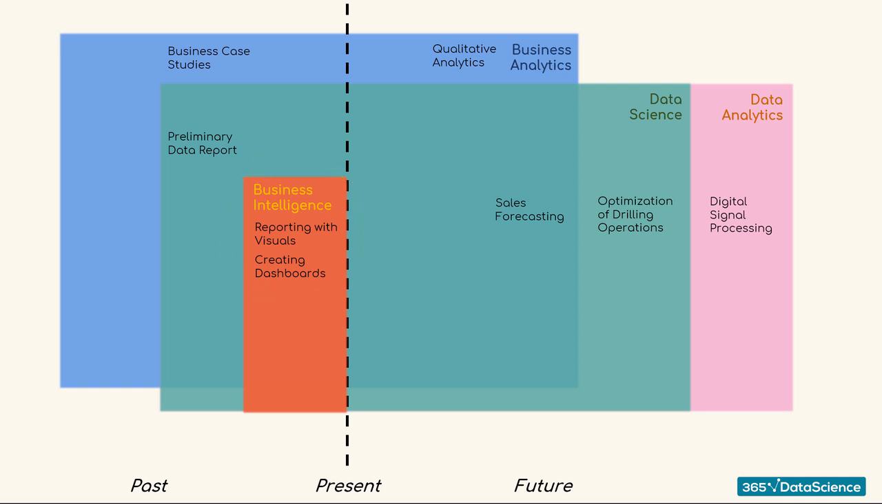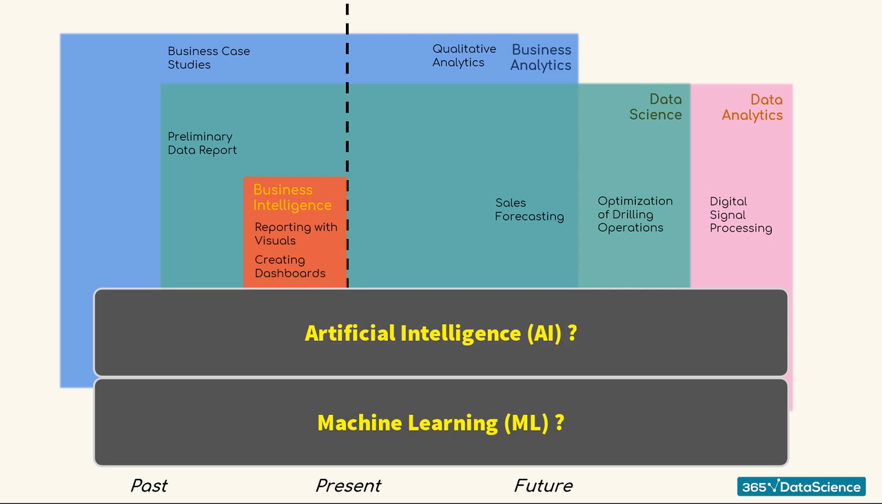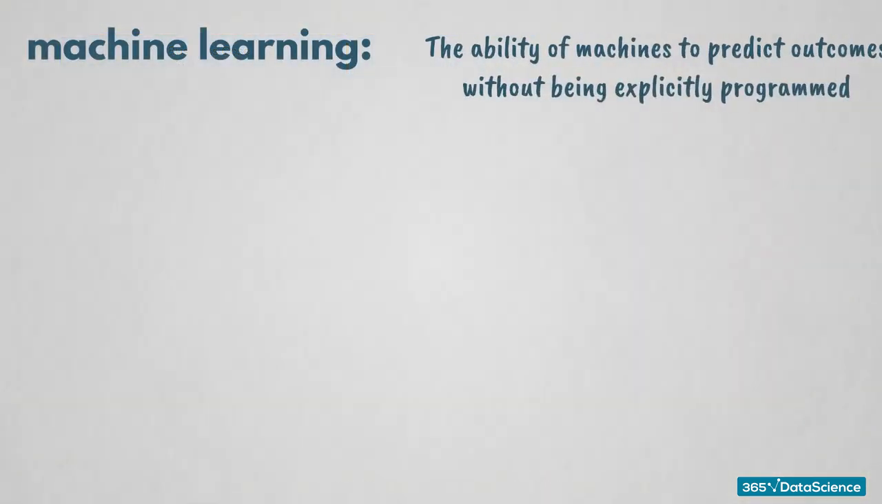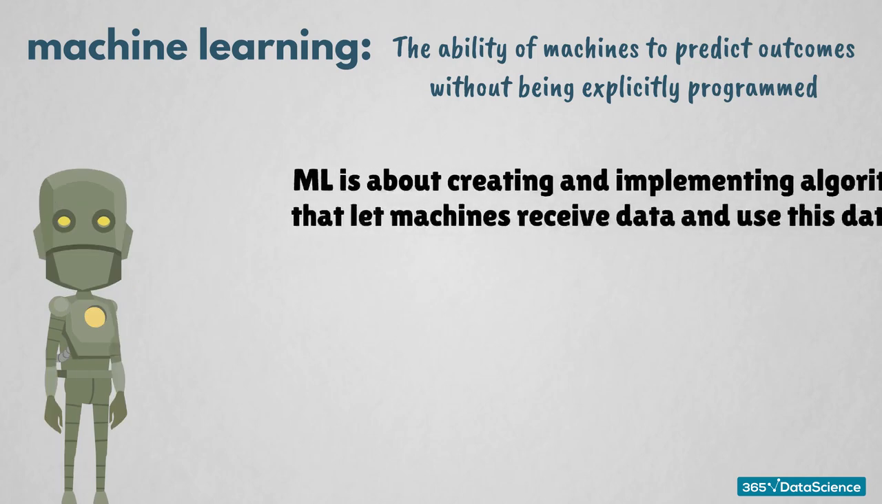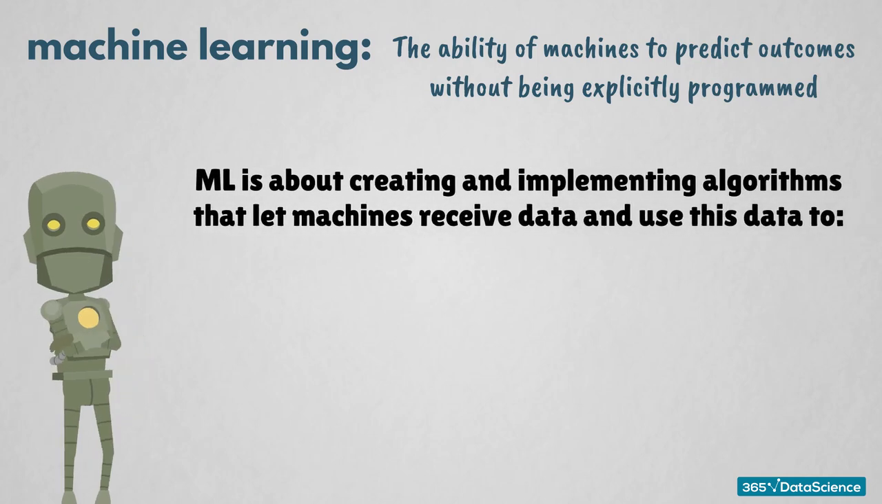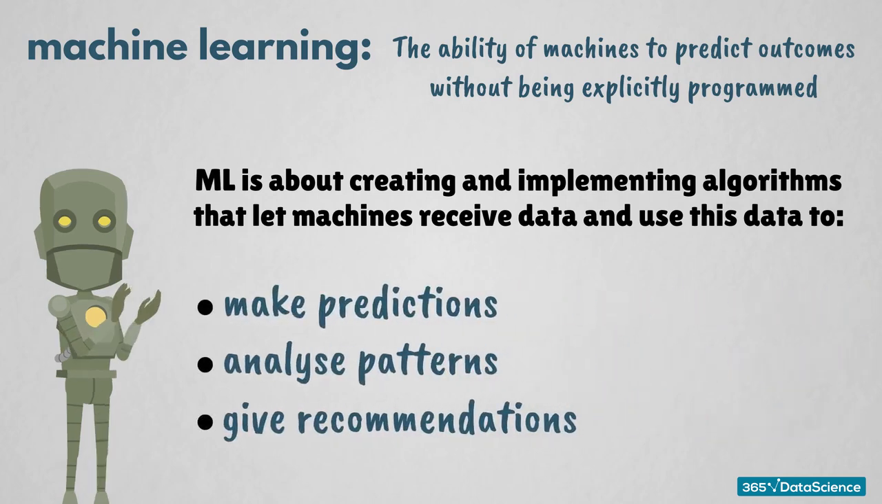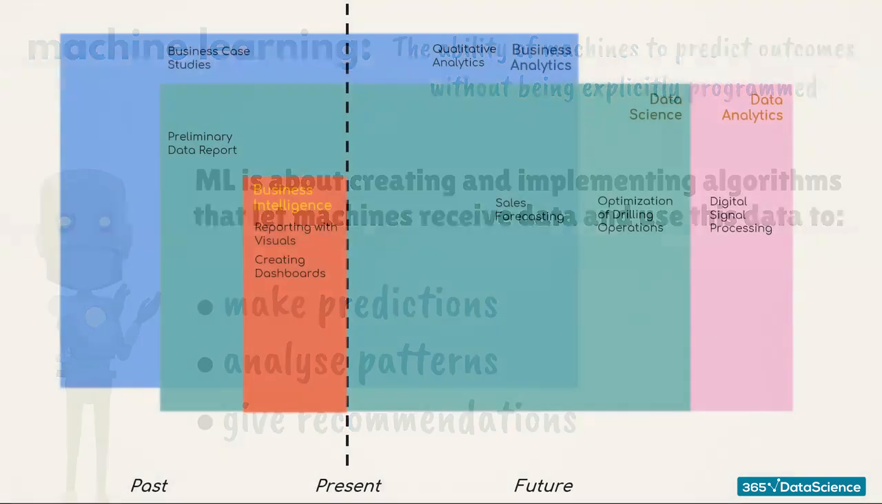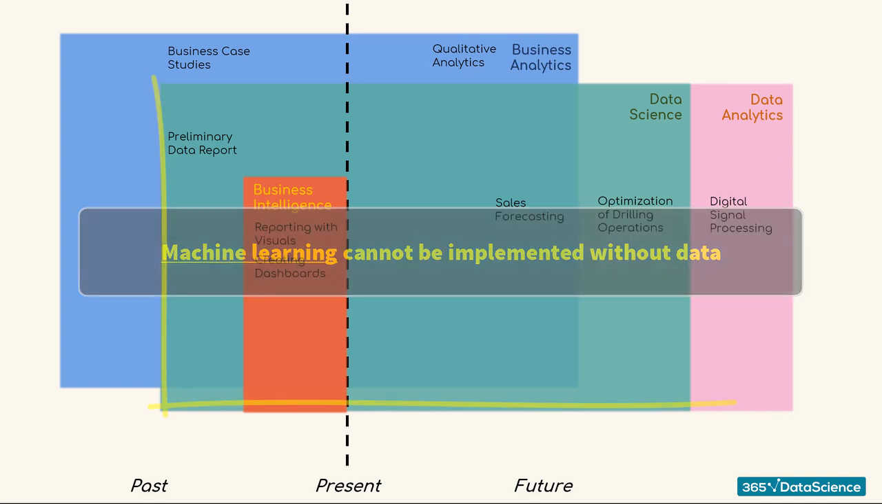Now, we delve into the controversial yet rapidly expanding field of artificial intelligence, AI, and its subfield, machine learning, ML. The ability of machines to predict outcomes without being explicitly programmed to do so is regarded as machine learning. Expanding on this, ML is about creating and implementing algorithms that let machines receive data and use this data to make predictions, analyze patterns, and give recommendations on their own. Machine learning cannot be implemented without data. Hence, it should stay within data analytics completely.